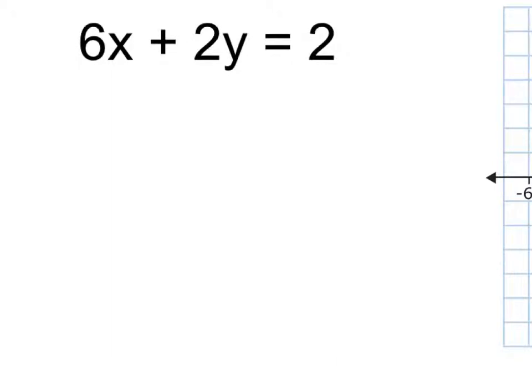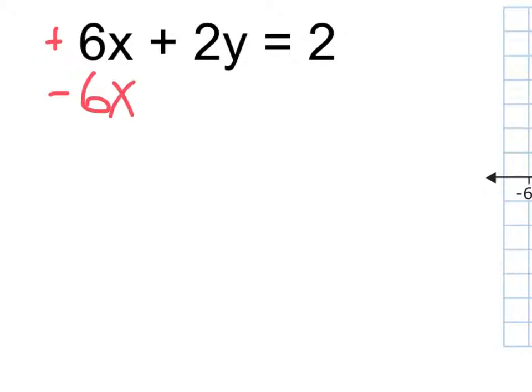Alright, this is going to be the last problem that we go over together. I can see that it's 6x plus 2y equals 2. We've got to convert it to slope-intercept form. The first thing that we need to do is get rid of the 6x, because we ultimately need to get the y by itself. And this is a positive 6x, right? Even though we don't see the plus sign, we know that it is.